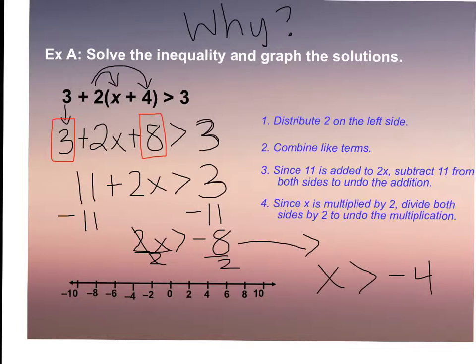Okay, now let's go ahead and graph our solution. It's going to have to be an open circle at -4. And we want all values for x that are greater than -4, so that is going to be to the right of the graph.